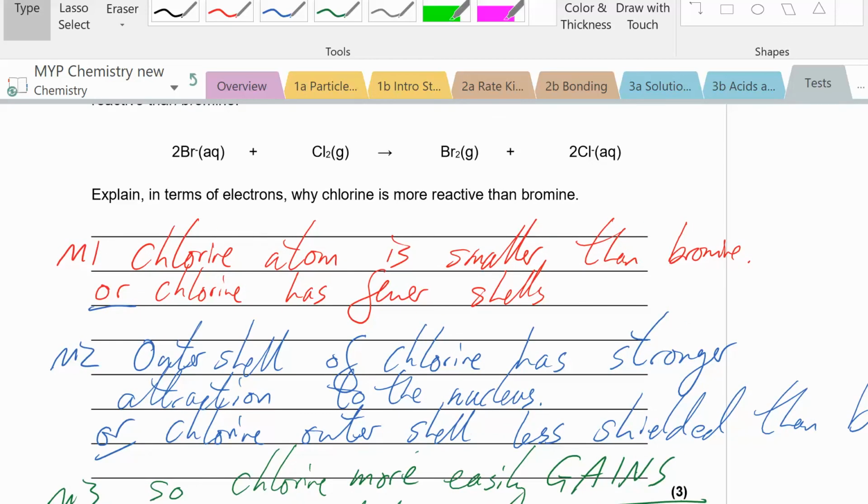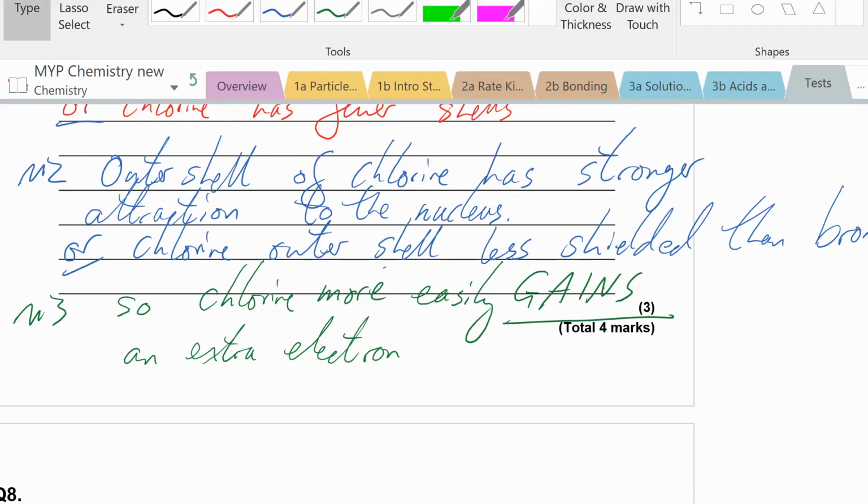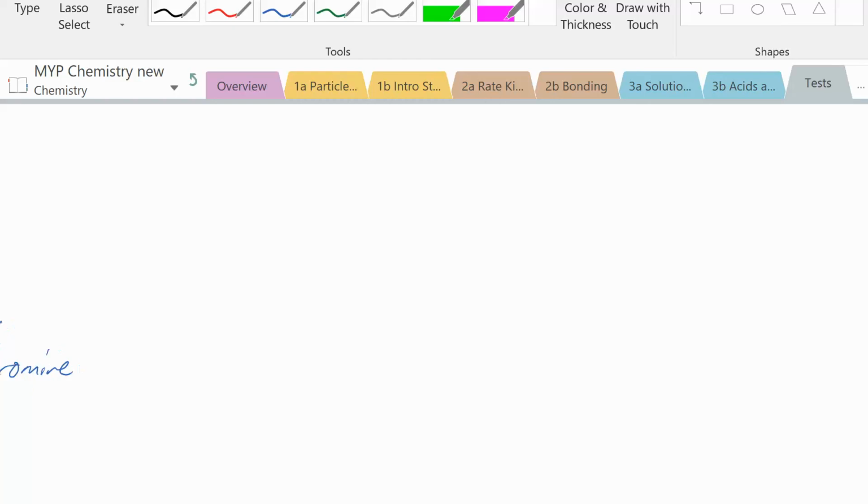So, chlorine, first of all, for Mark 1, the chlorine atom is smaller than bromine, or you could have said the chlorine has fewer shells. Mark 2 is to say the outer shell of chlorine has a stronger attraction to the nucleus, or you could have said chlorine outer shell has less shielding than bromine. And then finally, Mark 3, so chlorine more easily gains, very important, you have to have the word gains there, an extra electron.